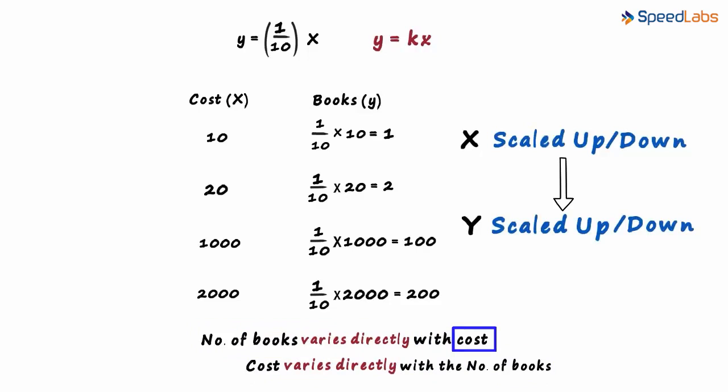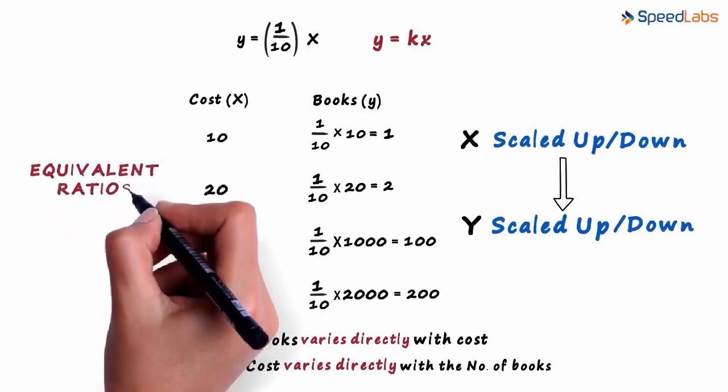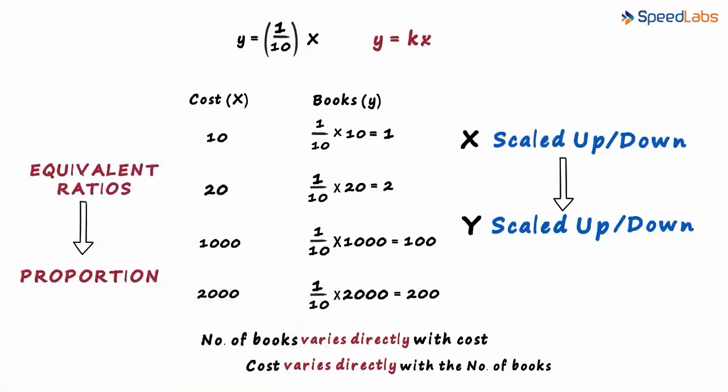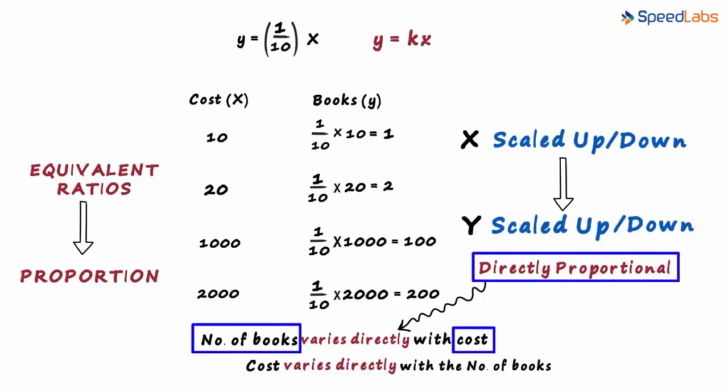If you observe the table carefully, you will realize that the ratio of y by x is constant in every case. First case, it's 1 by 10. Second case, it's 2 by 20, which equals 1 by 10. Third case is 100 by 1000, which again is 1 by 10. It is 1 by 10 in every case. And we know that equivalent ratios is actually proportion. So instead of saying varies directly, we sometimes use directly proportional. We say that the number of books is directly proportional to the total cost.